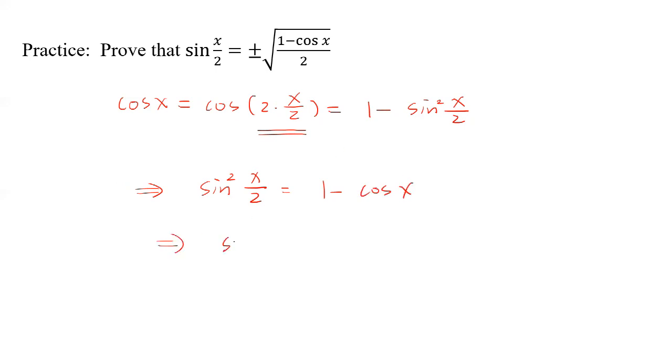So we have sine half of x equals positive or negative square root of 1 minus cosine x, because we don't know which quadrant half of x is in. So we just keep both of the positive or negative sign here, right?